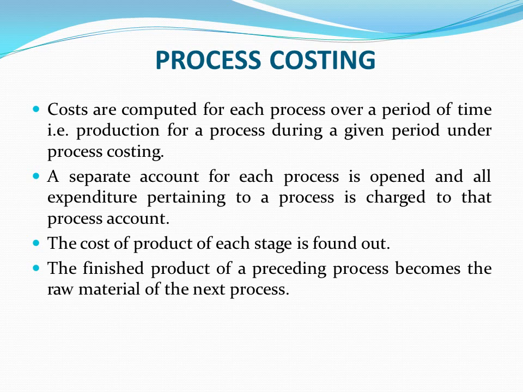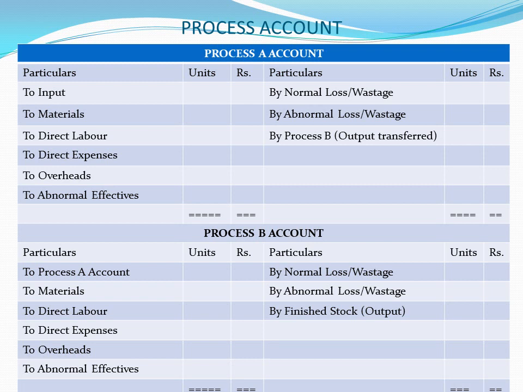A separate account for each process is opened and all expenditure pertaining to a process is charged to that process account. The cost of the product of each stage is found out. The finished product of a preceding process becomes the raw material of the next process. This is the format of the process account.